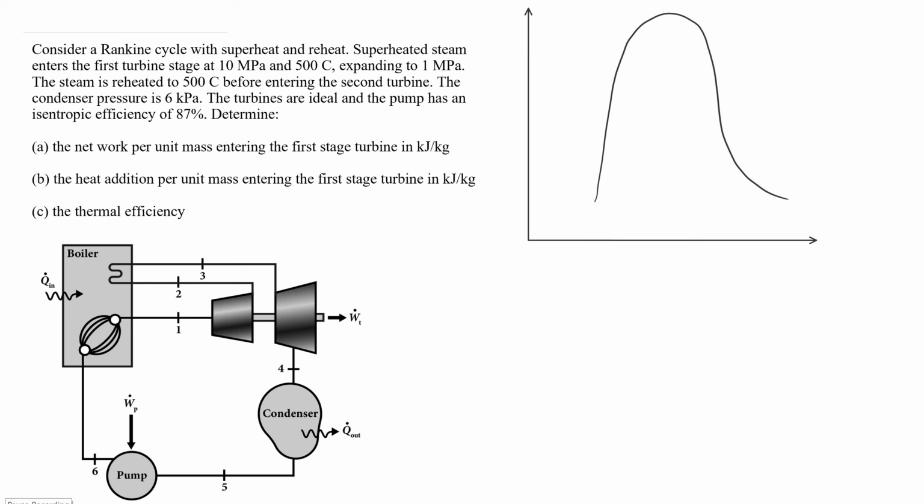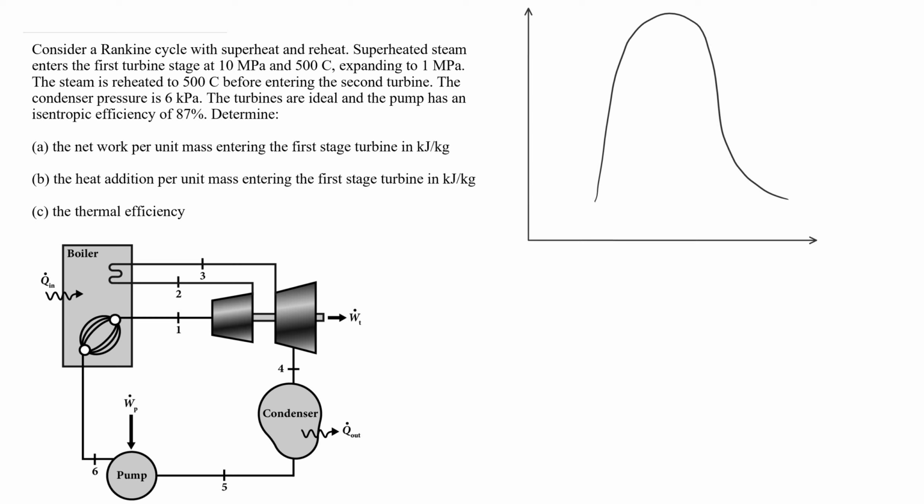In this example, we have a Rankine cycle that has superheat, which means that the vapor entering the first stage turbine is a superheated vapor, and it has reheat. So we have two turbine stages, and the working fluid, in this case water, is reheated between those two turbine stages. So we're told that superheated steam enters the first turbine stage at 10 megapascal. So we can just go ahead and denote that on our diagram.